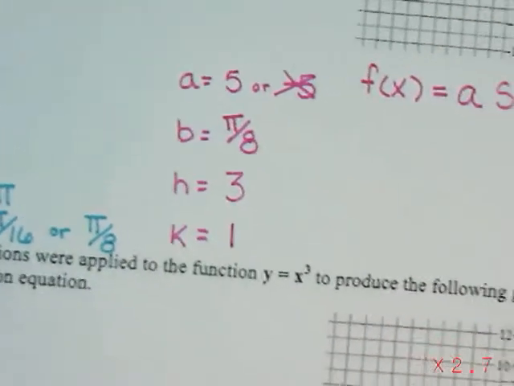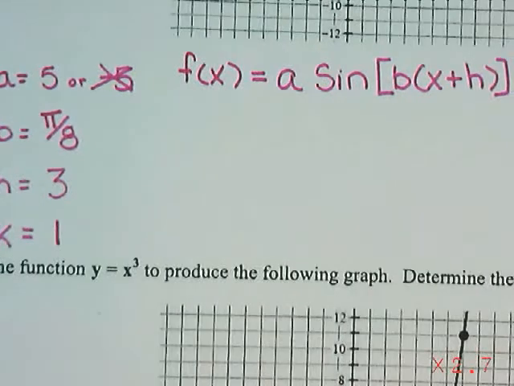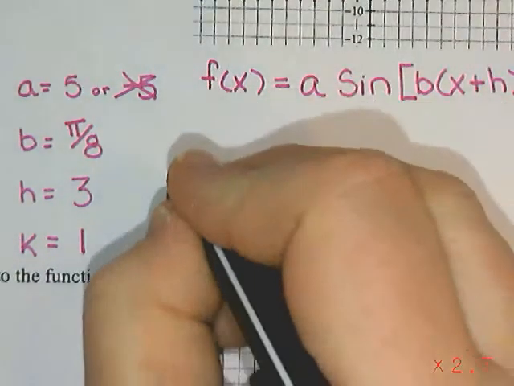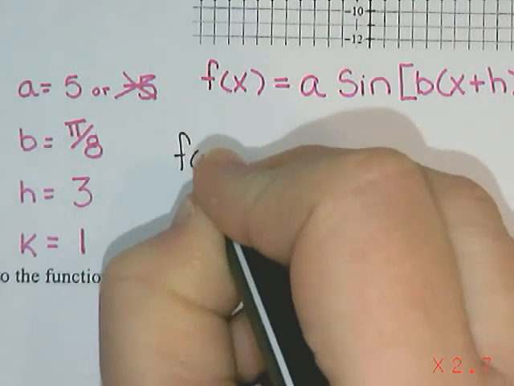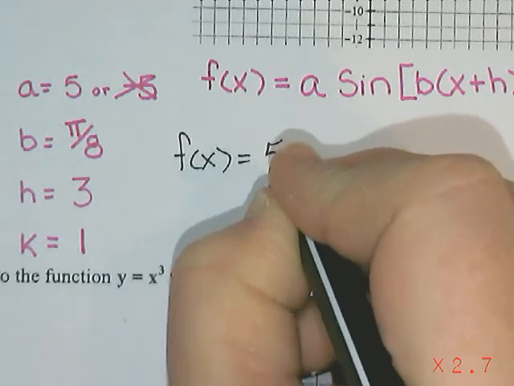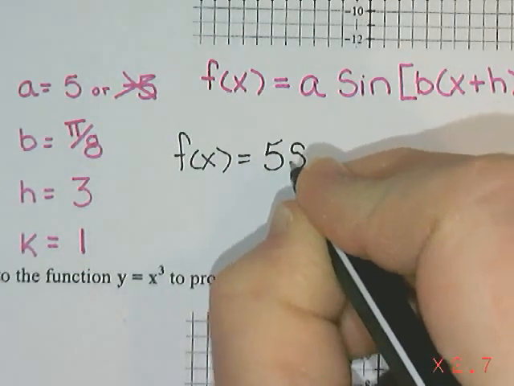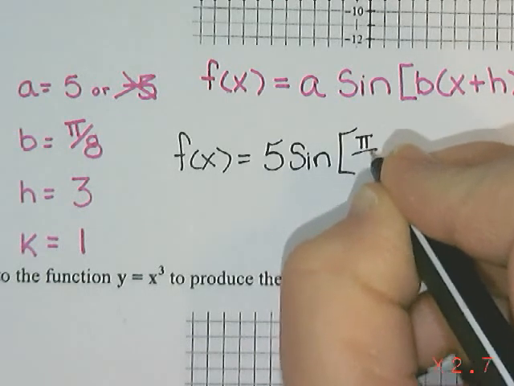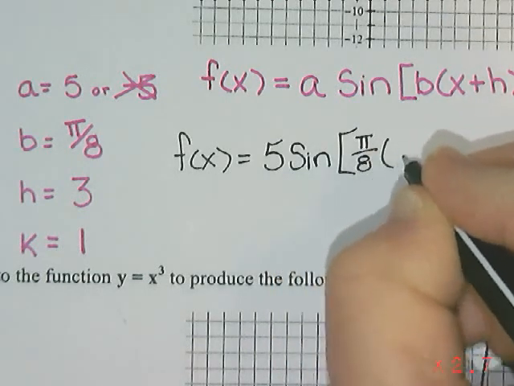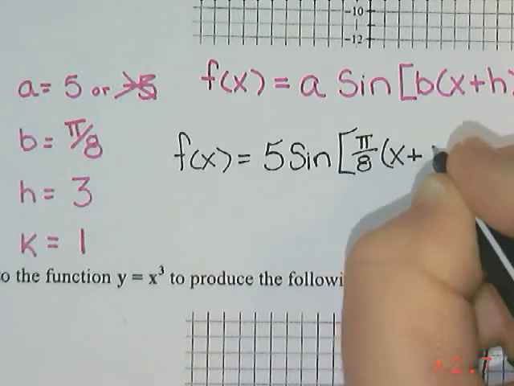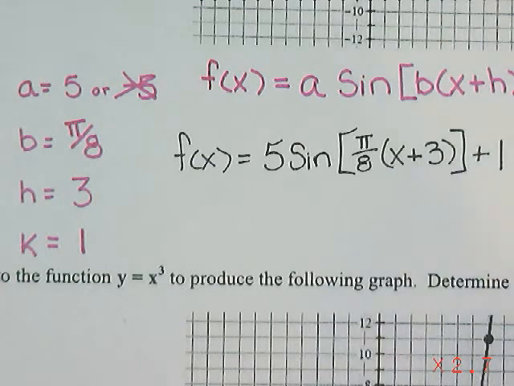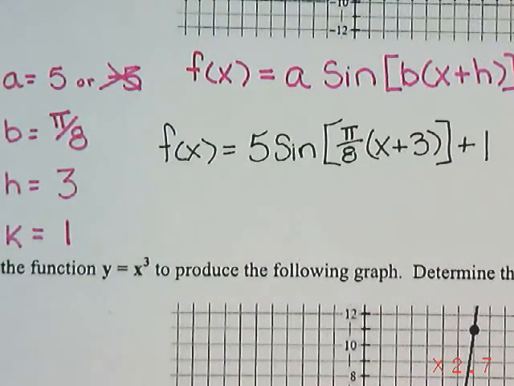So now that I have my a, b, h, and k, I'm going to finish this off by just writing my final equation. So this is f of x equals positive 5 times sine of b, so pi over 8, times x plus h, so x plus 3, and then plus k, so plus 1. And that's my final equation.